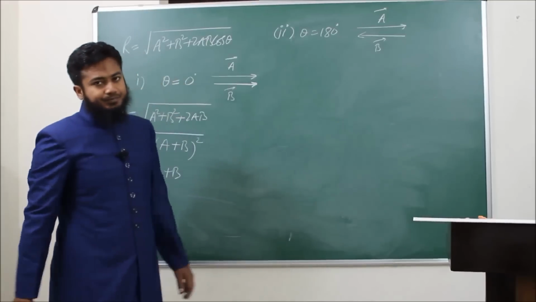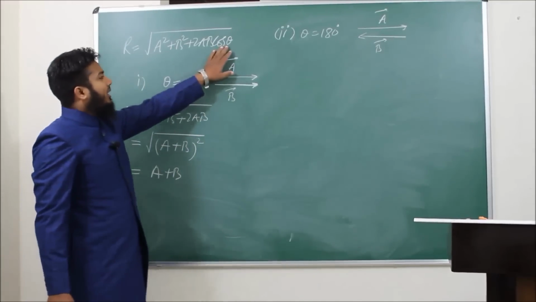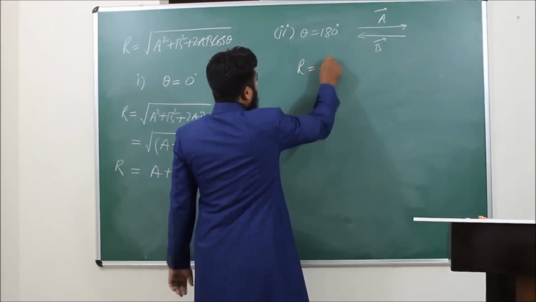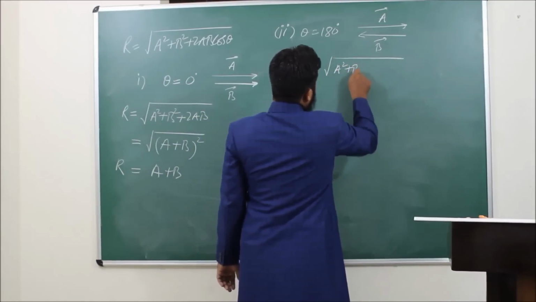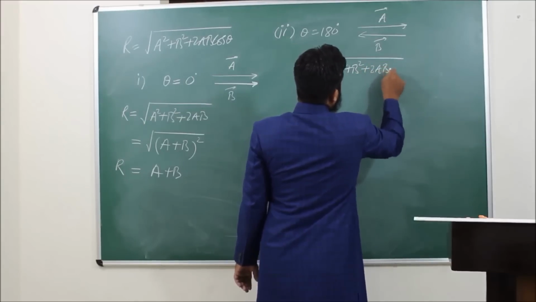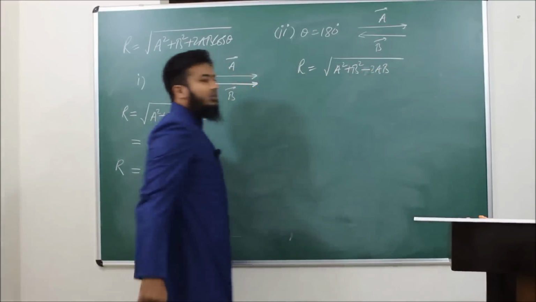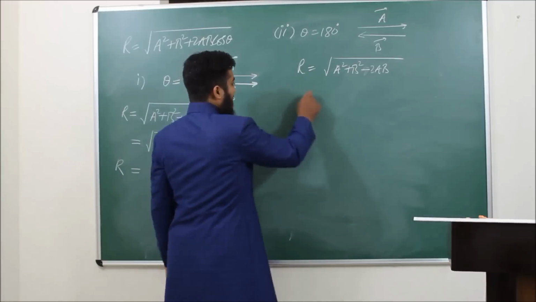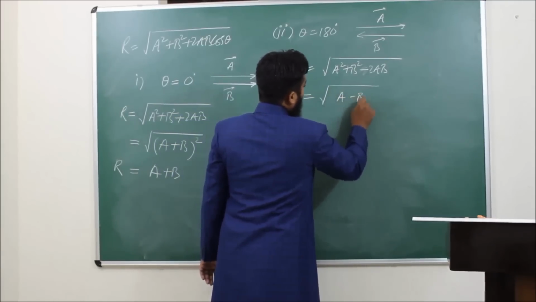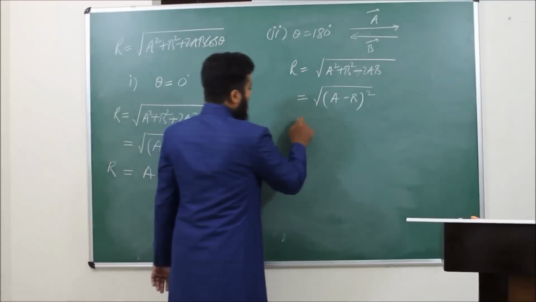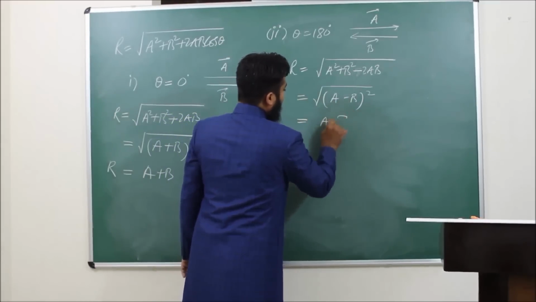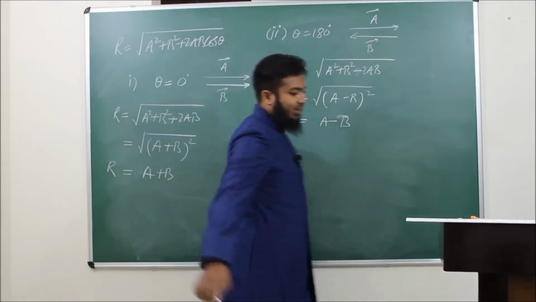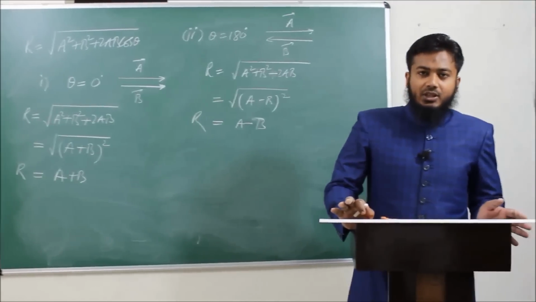Next case, if the angle is 180 degree, that means the vectors are anti-parallel. They are anti-parallel. Then what is the resultant? Now if I put theta here, cos 180 is minus 1. Then R will be a square plus b square plus 2ab, and minus 1, so I can put the minus here. So minus 2ab, which you know is the whole square of a minus b. So this becomes square root of a minus b whole square, and under the square root, this will become just a minus b.